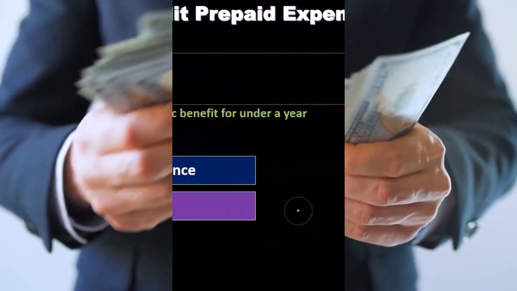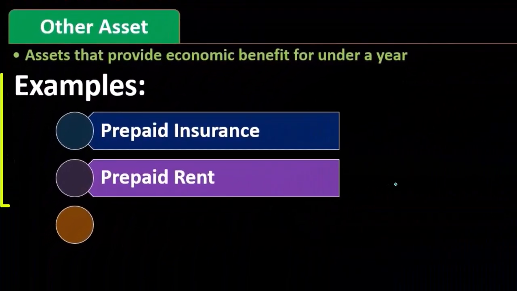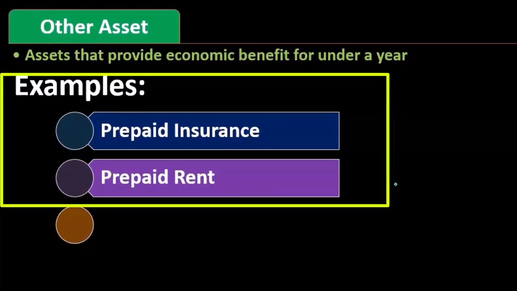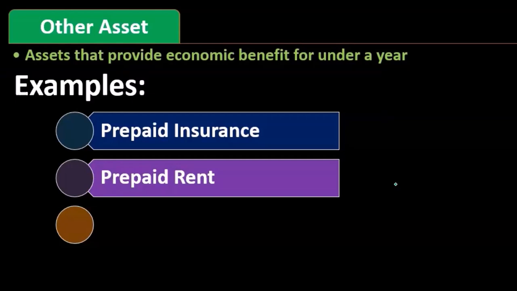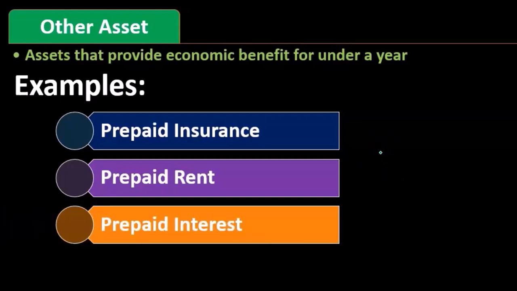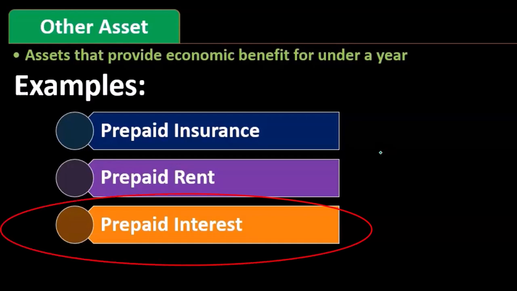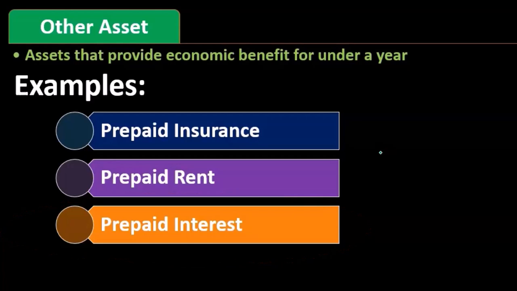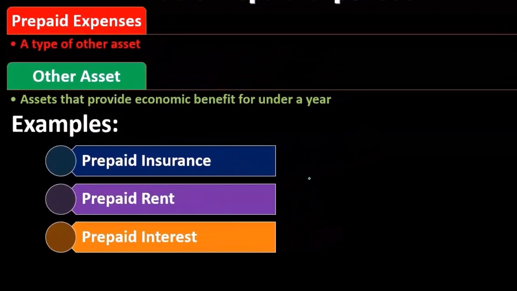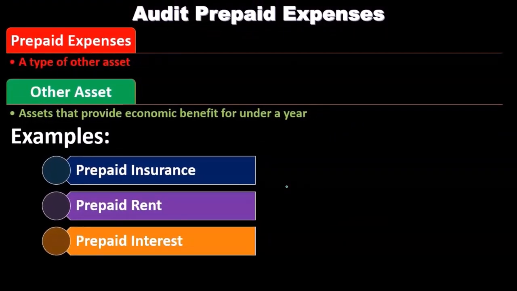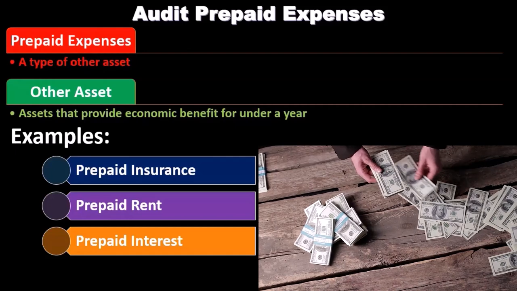But we could prepay things like rent. Rent's another item where prepaying the rent could be a smart thing to do. If that was the case, then we would treat the prepayment and the audit of it in a similar fashion as we would for prepaid insurance. We could have prepaid interest as well, in a similar fashion. Typically we try not to pay before we get the goods or services, because most of the time the company will want to pay after because of the time value of money. If at all possible, delay the payment as much as possible.